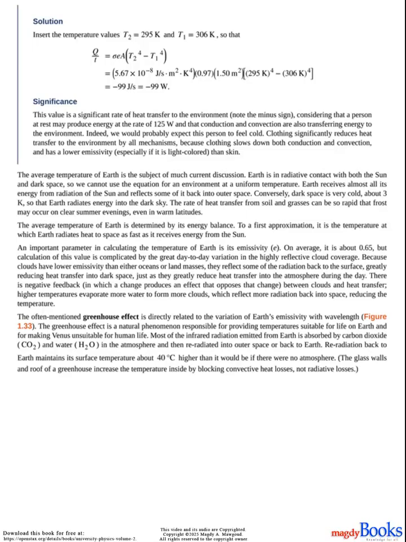Clothing significantly reduces heat transfer to the environment by all mechanisms, because clothing slows down both conduction and convection, and has a lower emissivity, especially if it is light-colored, than skin.